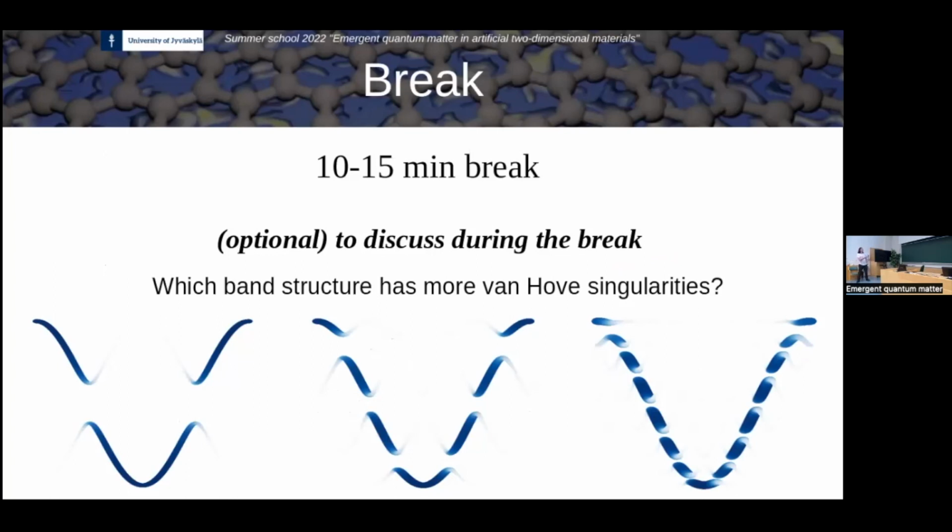But I would also like to ask you that if you have some time, you can think about which one of these band structures has more van Hove singularities, and these are just directly unfolded electronic structures in the minimal unit cell.